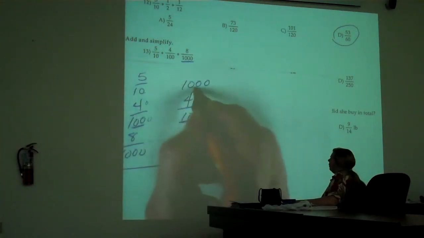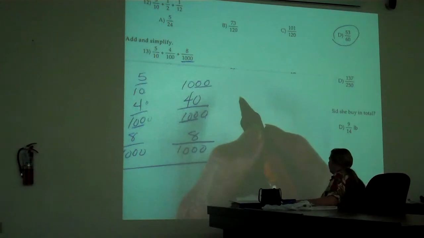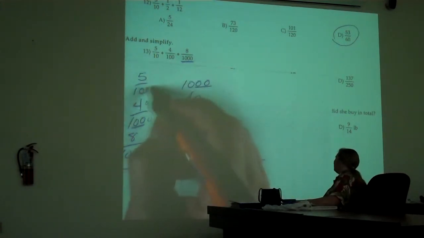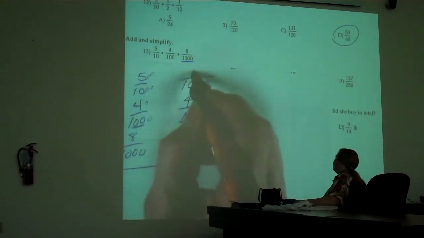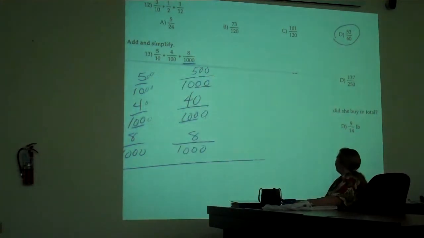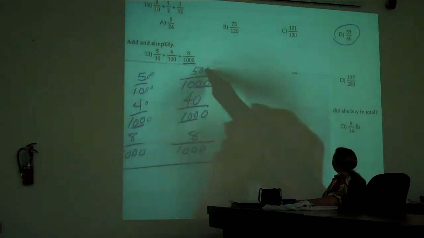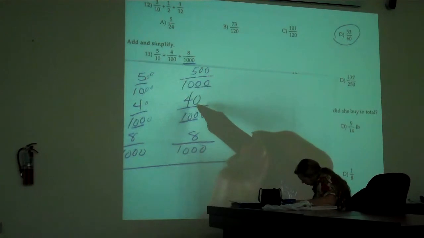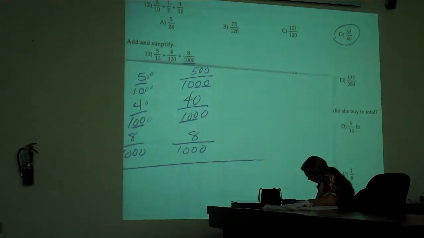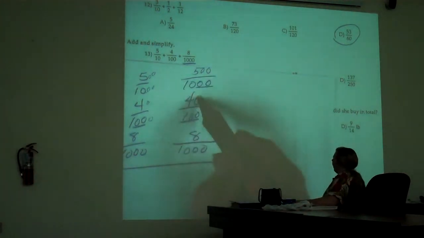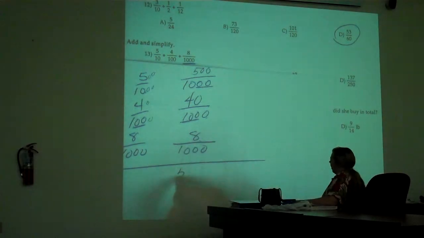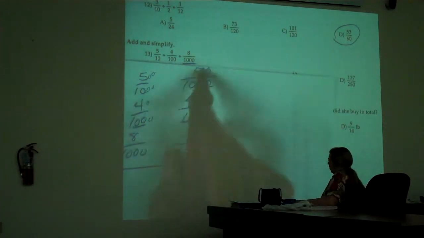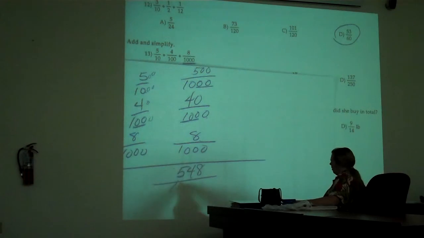This one we added 2 zeros, right? So add 2 zeros to the top. That's 500. So you got 500, 48 over 1,000? Do what? It should be 548 over 1,000 and then reduce. Right. Yeah, 548 over 1,000.